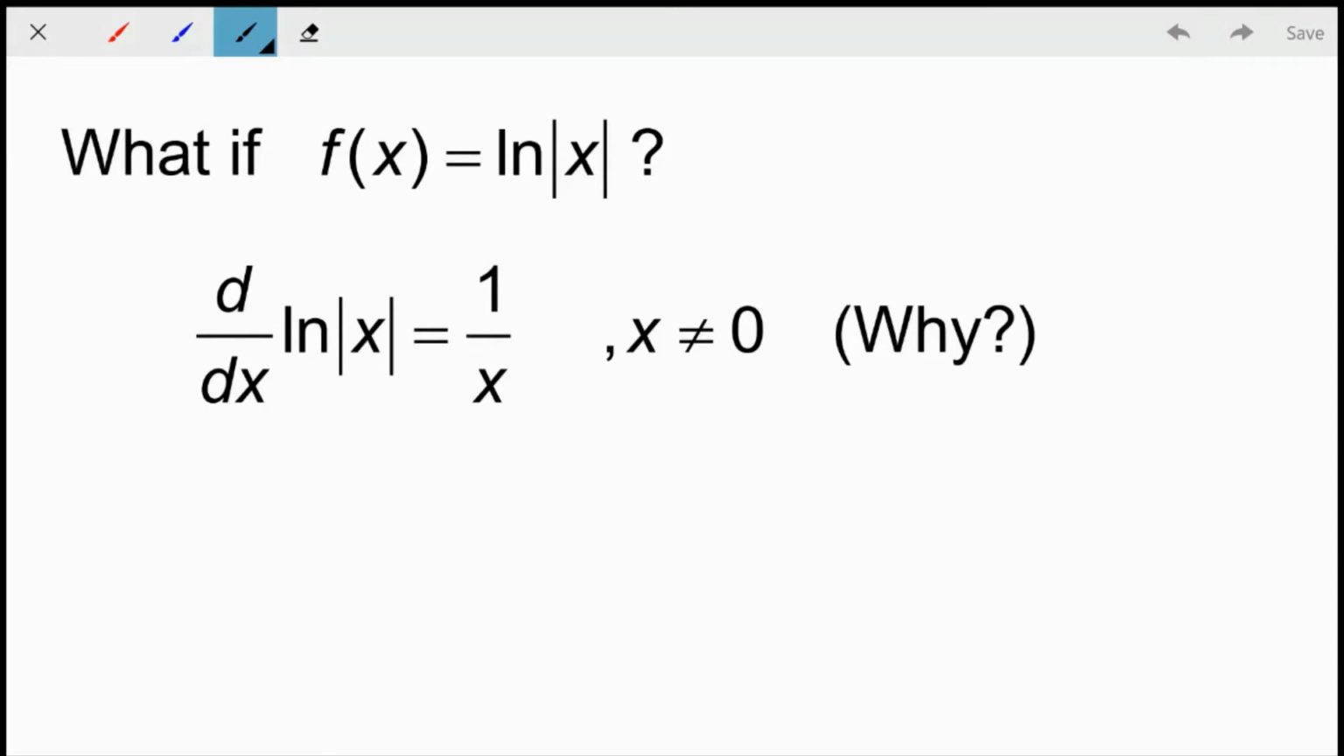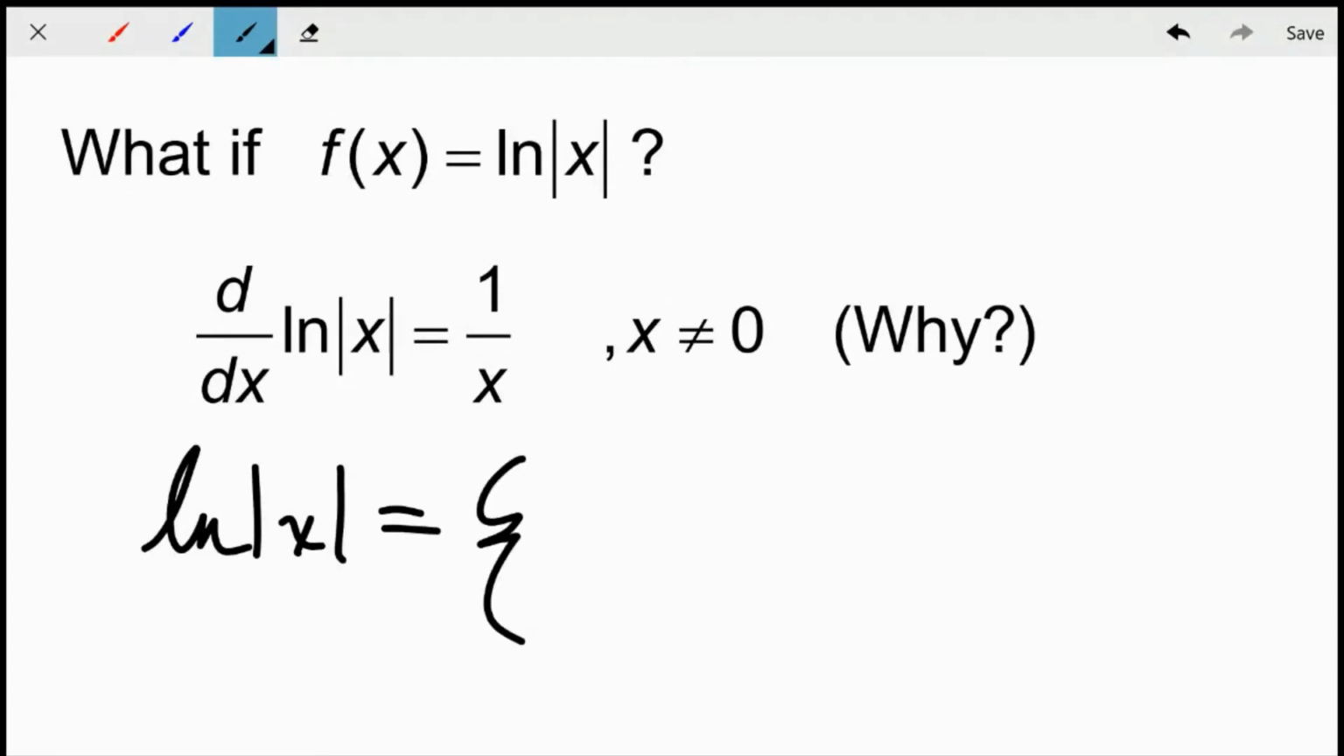functions. So what I'm going to do here is I'm going to start by looking at the natural log of the absolute value of x. And I'm going to think about this as a piecewise function. I know that when I'm to the right of 0, natural log of absolute value of x just looks like natural log of x. So that's for x greater than 0.